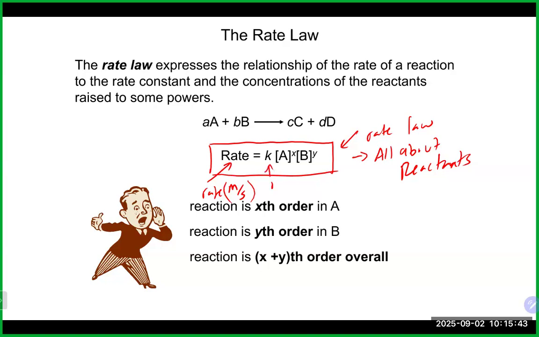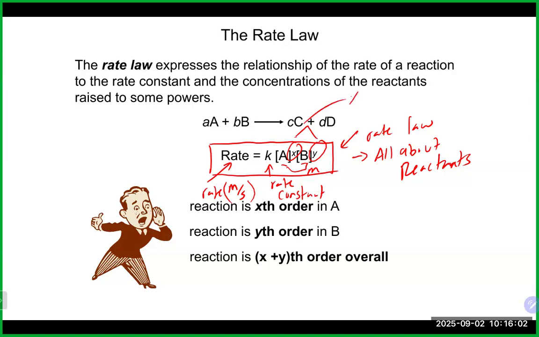This is our rate constant. Remember from last time, that is the value in a reaction that is a constant value. And these are obviously our concentrations here of A and B. Usually these are molarity.